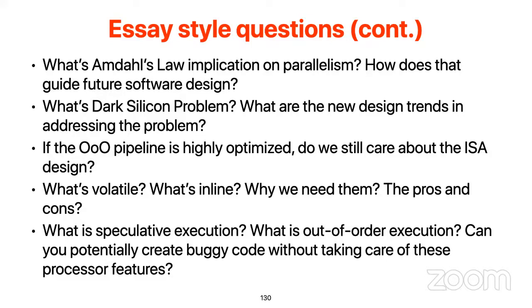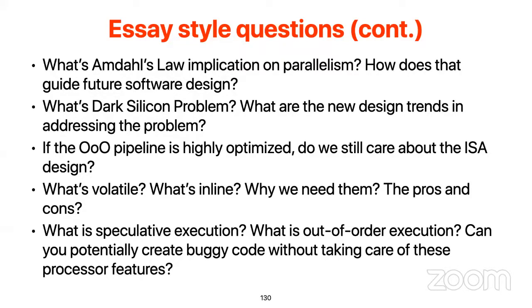And if we have out-of-order pipeline that is highly optimized, as I said, right now, the Intel processor has the front end as an x86, but inside the processor is still a pipelined RISC-like processor. Is instruction set architecture still something important?